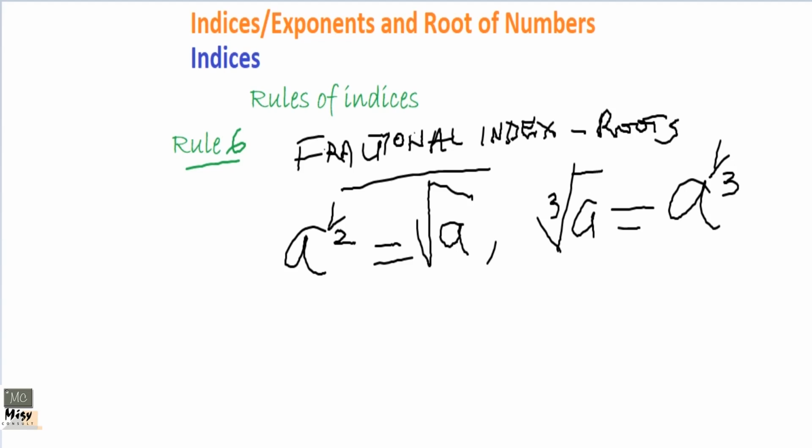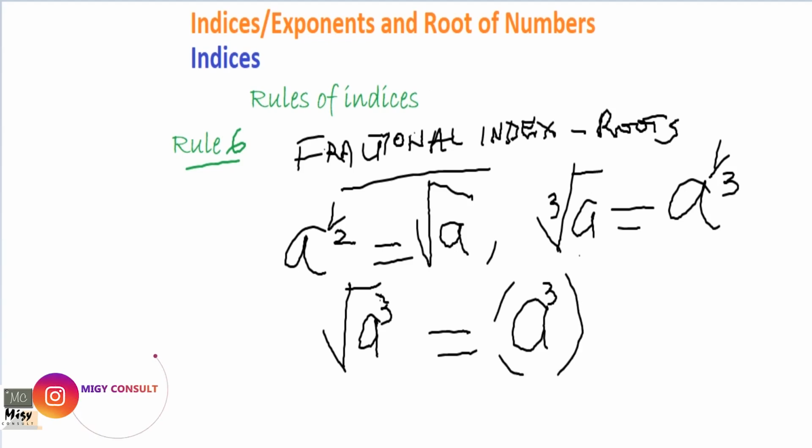And if I say square root of A raised to the power 3, it is A raised to the power 3 times 1 over 2, because the square root sign means only half.